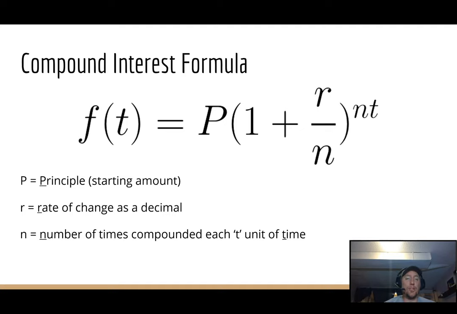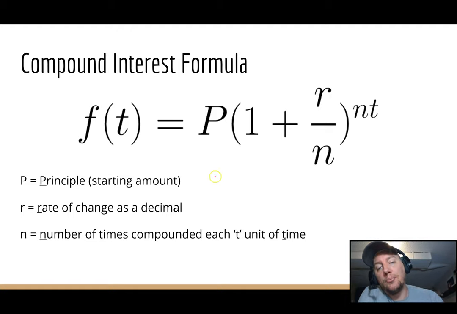So in this one, we're going to use the letters P, R, N, and T. T stands for time. R still stands for the rate of change. P stands for the principal of the loan. Principal just means how much you started with. So if you bought a $15,000 car, your principal is $15,000. And then N, the number of times compounded each T unit of time. So you'll hear words like compounded monthly, compounded quarterly, compounded yearly. That just tells you how many times per year.